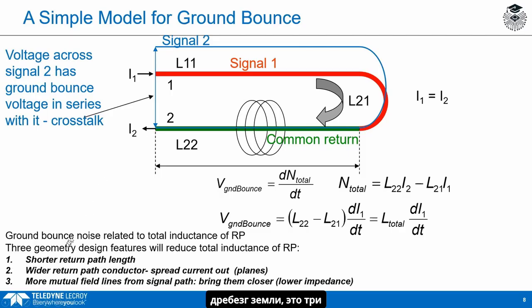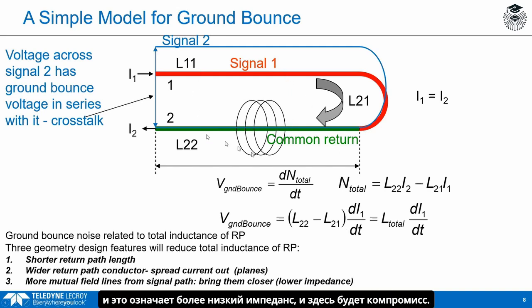And how do we minimize ground bounce? It's those three important geometry features. Shorter return paths, wider return paths, that means use a plane, we want to spread that current out, and we want to bring the signals closer to the returns so that we have those mutual field-ins to help cancel out some of the total inductance on the return path. And that means lower impedance, and there will be a trade-off.